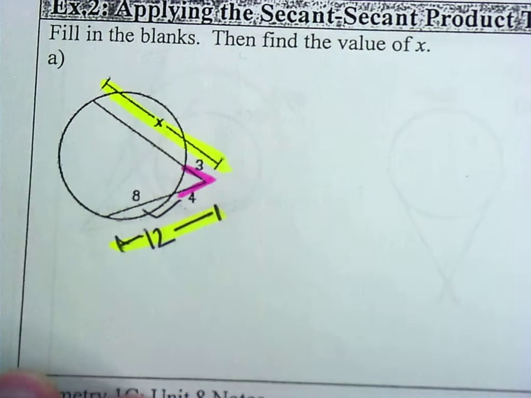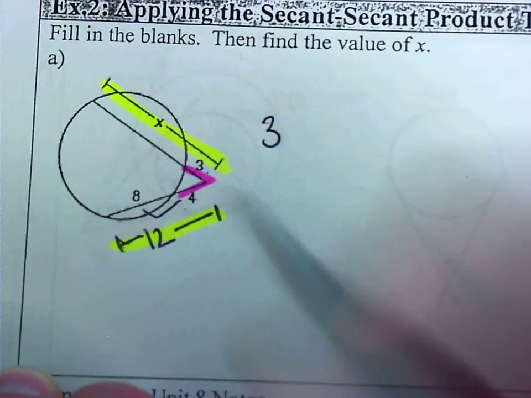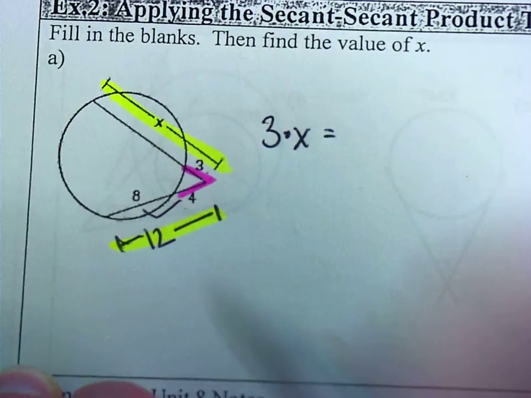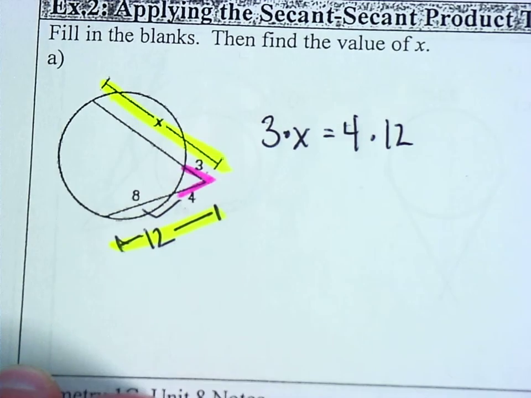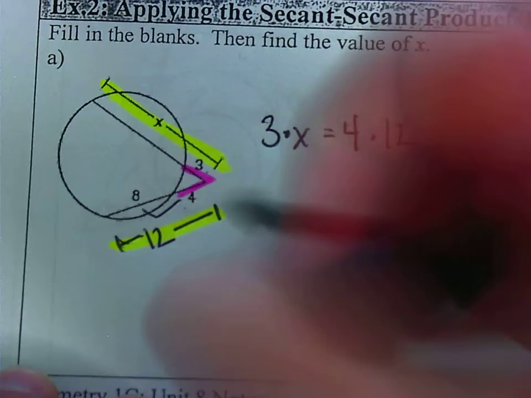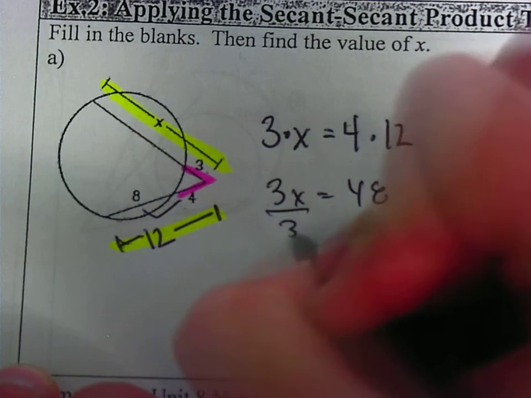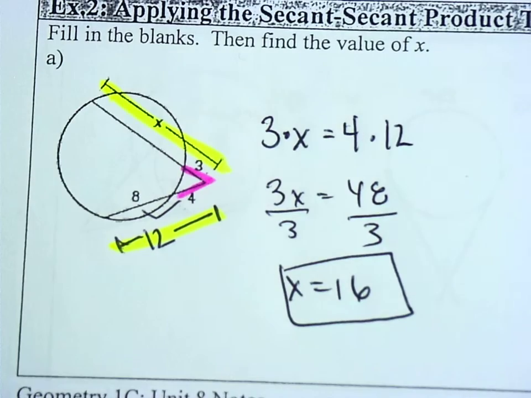Well, now that I have all the parts, I have the externals and I have the wholes. I can do external 3 times the whole X equals external 4 times the whole, which is 12. All right, and we're just doing 3x equals 48. And then we just divide by 3 and get x equals 16. And that was relatively painless from a math standpoint, just quick, easy steps after that.